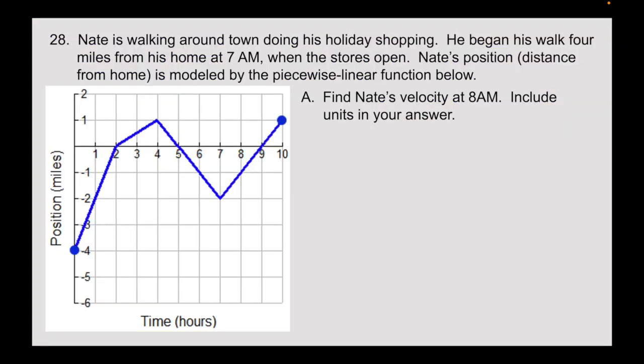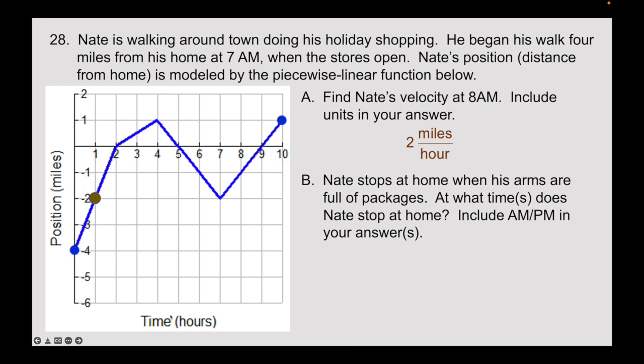We have another problem here. Nate is walking around town during his holiday shopping. He began his walk 4 miles from his home at 7 a.m. when the store is open. Nate's position, distance from home, is modeled by the piecewise linear function below. So if I'm looking at position versus time, and now they're asking about velocity, moving from position down to a velocity, I care about the slope. If this is 7 a.m., to figure out 8 a.m. that would be 1 unit over. So we're going to be right here, and I want to figure out the slope of this part. It goes up 1, 2, 3, 4 to go over 2, and that means it's 2, and then it's in miles per hour.